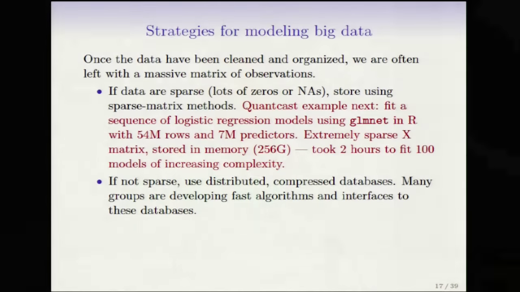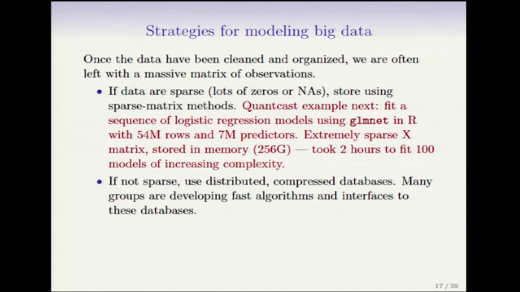And if not sparse, use distributed compressed databases. Many groups are developing fast algorithms and interfaces to these databases. Often the number of bits in any feature or variable is small, and so you can compress that information and store it in a much more compressed form and access it in a compressed form.